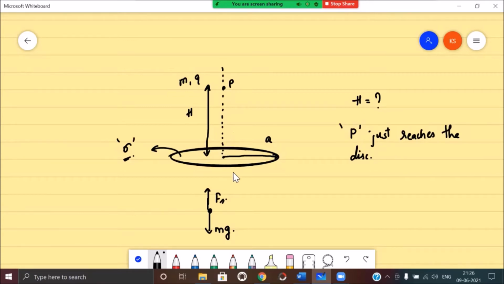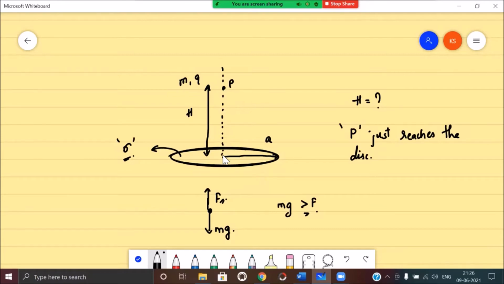So there's a possibility that maybe initially mg was greater than F, right? And that's why the particle is falling downwards. We want the particle to be falling downwards, basically, so initially our mg value has to be greater than the F value, that is the repulsive force. And then as your particle comes closer and closer to the disk, you will see that this force becomes more dominant. And then after a certain point, your repulsive force becomes more dominant than gravitational force.